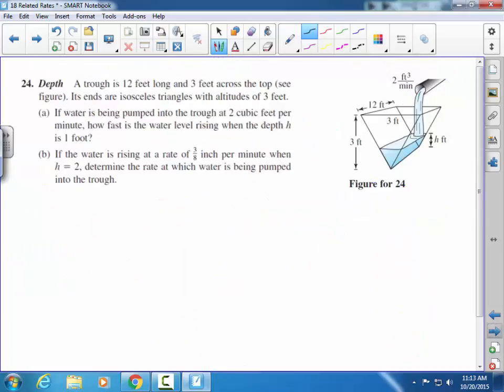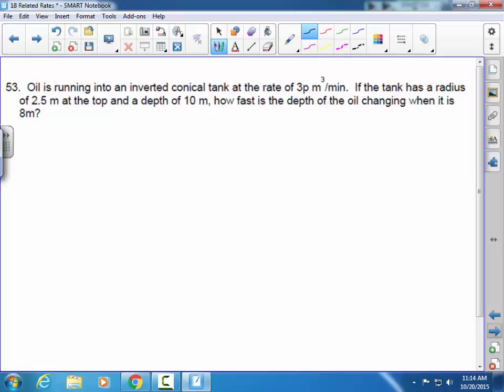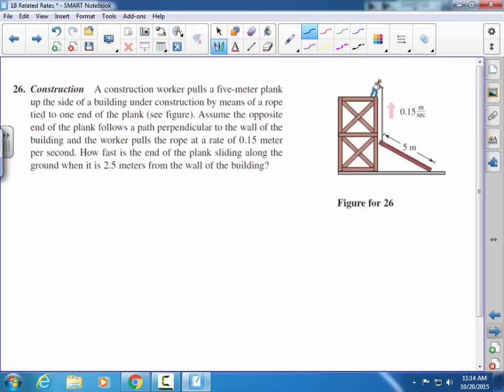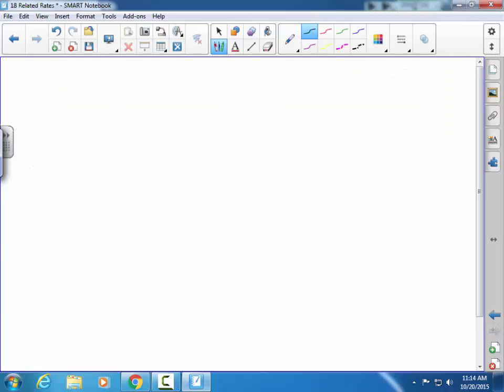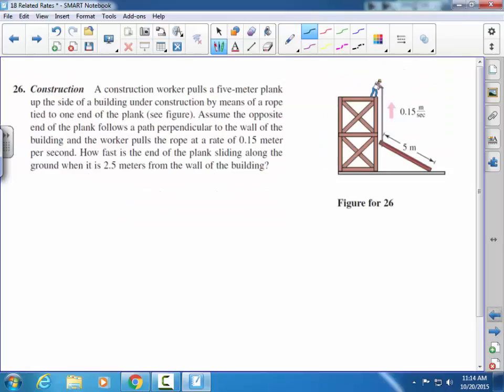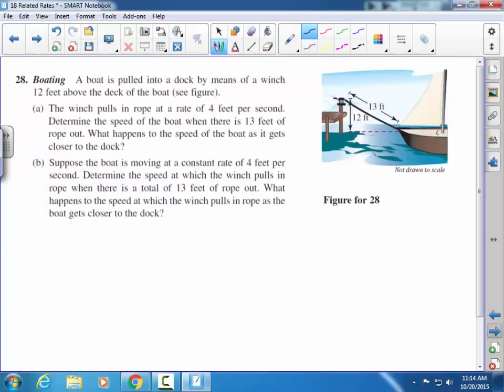A trough, oil conical tank, we've already done one like that. I like that one. Construction worker. What do y'all want to work with? Do y'all want to do a construction worker pulling the plank up, or do y'all want to pull a boat in? Boat, all right. So we're going to the last one here, boating.